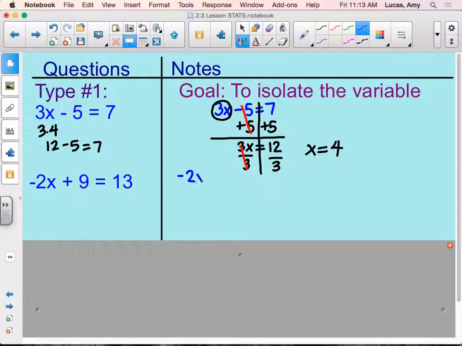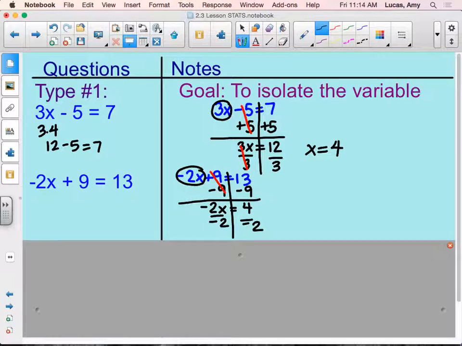Okay, my next equation, negative 2x plus 9 equals 13. Same approach. Draw my train track, circle my variable part, and I can clearly see after my negative 2x a plus 9, so that indicates that I need to subtract the 9. The inverse of adding is subtracting. Bring down the negative 2x. Now it equals 4. 13 minus 9 is 4. And then negative 2 times x, they're multiplied together, so I need to divide by negative 2 on both sides. And 4 divided by negative 2 is negative 2 for my answer.